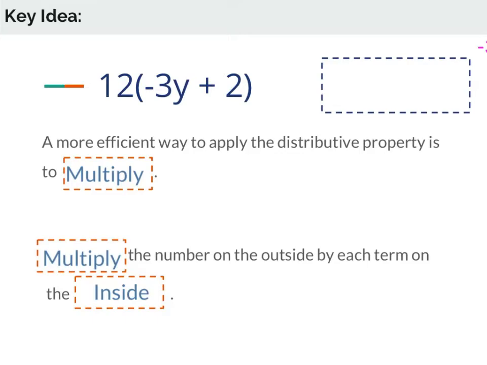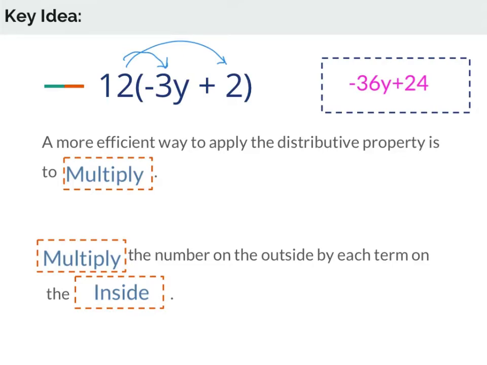So we're going to take that 12 and multiply it by the negative 3y. And we're going to take that 12 and multiply it by the positive 2. When we do that, it's going to be much faster to figure out our answer. Now, good news, we have our calculator. If we've forgotten our integer rules or multiplication isn't our strong suit, we can go ahead and use it. So we'll type in 12 times negative 3, and that's going to give us negative 36y. And 12 times positive 2 is going to give me positive 24. So my final answer is negative 36y plus 24.